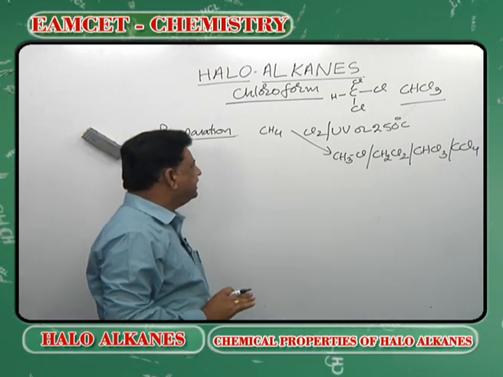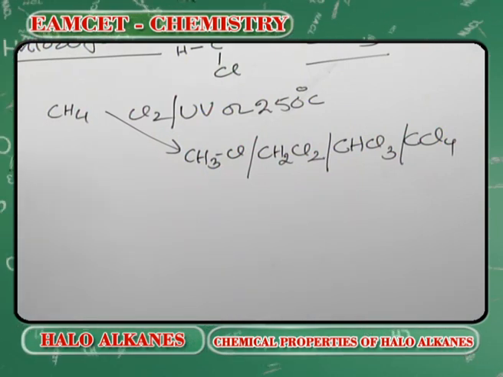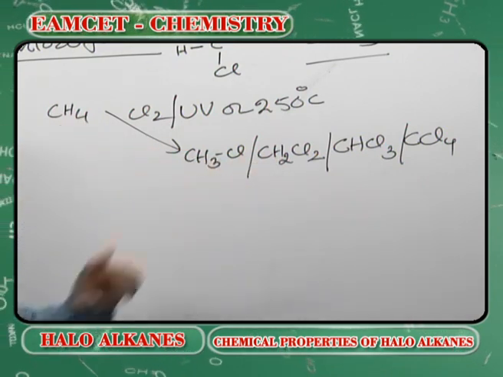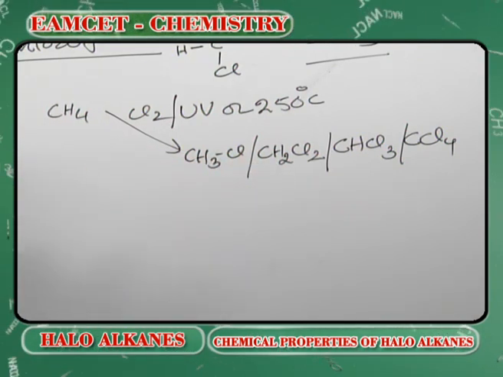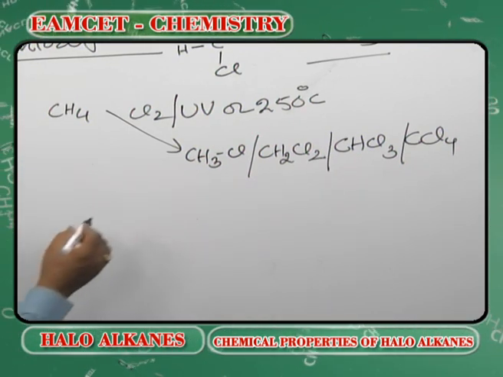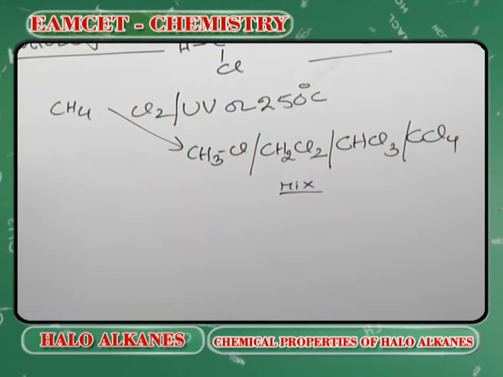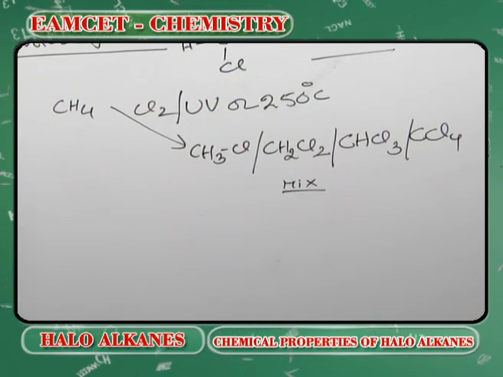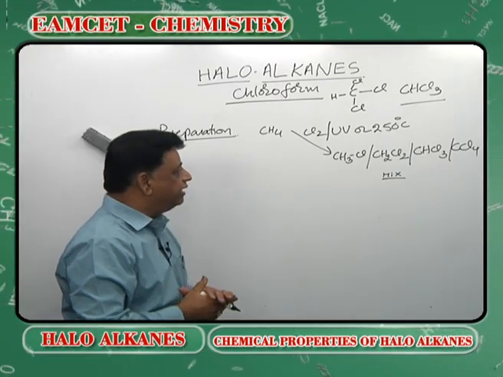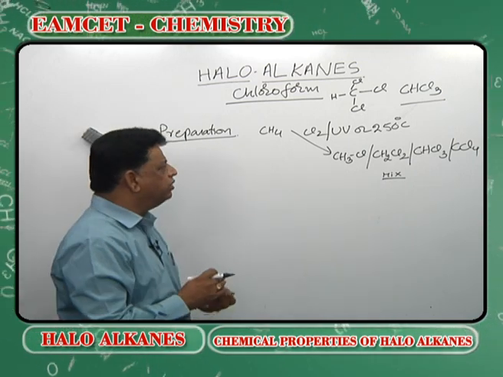If it is restricted to excess methane and a small quantity of chlorine, you may get the major quantity as methyl chloride. Similarly, with excess chlorine and a small quantity of methane, the product may be CCl4. But for the in-between compound, chloroform, preparation always has some problem, because you get a mixture of these compounds. The mixture can be easily separated. They are not a homologous series. They have a difference in boiling points of around 30 degrees between every two compounds. So, one can easily use ordinary distillation to separate them.